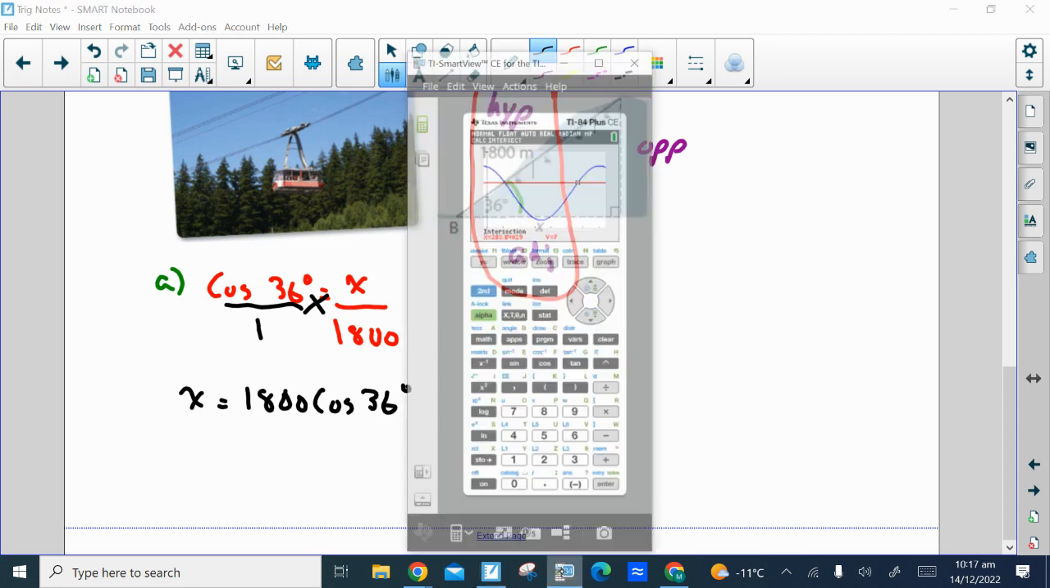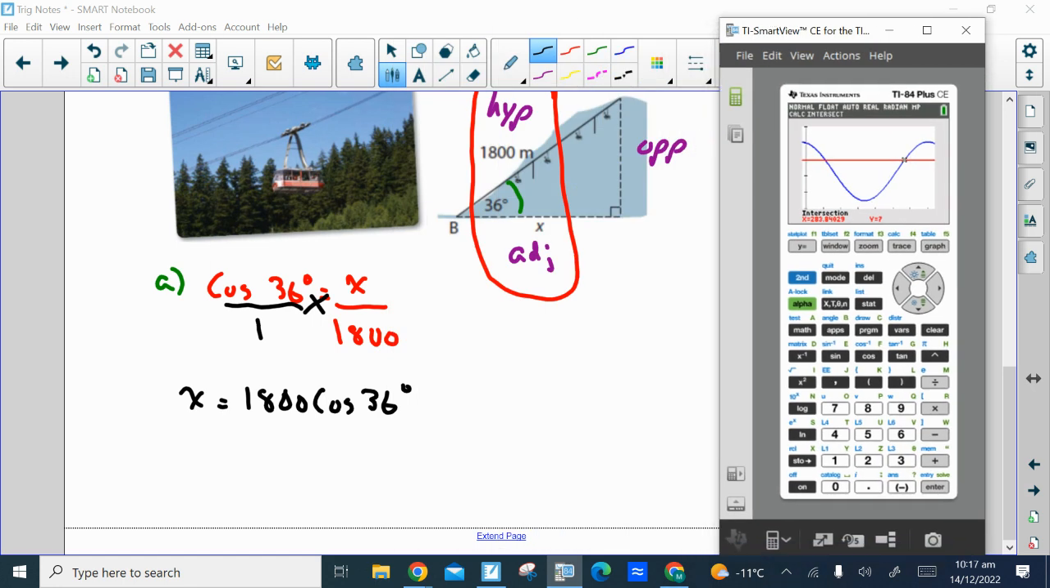when you cross multiply. So again, make sure that the calculator is in degree mode, and mine isn't. I used it for something else, so I had to change the mode for that. And now we can go 1800 times the cosine of 36. So that is the horizontal distance that the chairlift travels. How far forward it goes, 1456.2 meters.